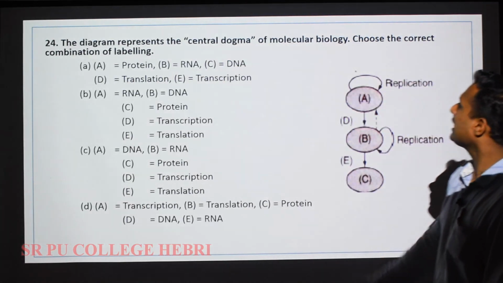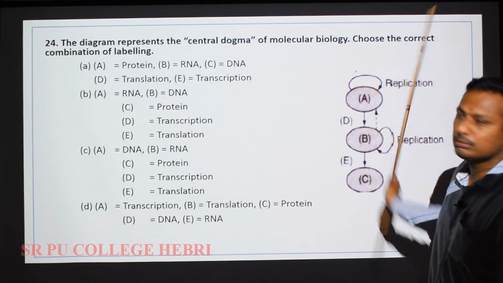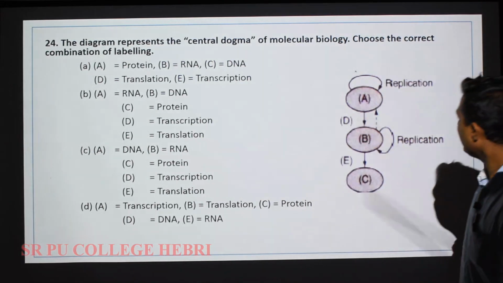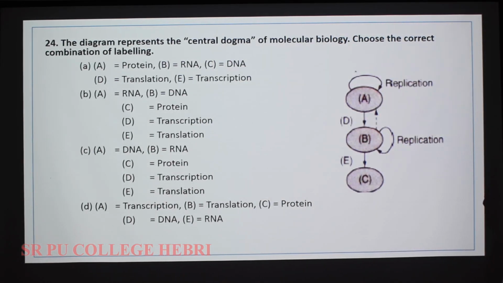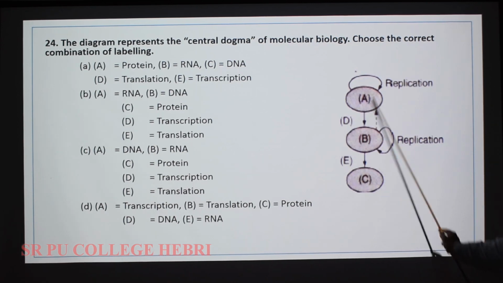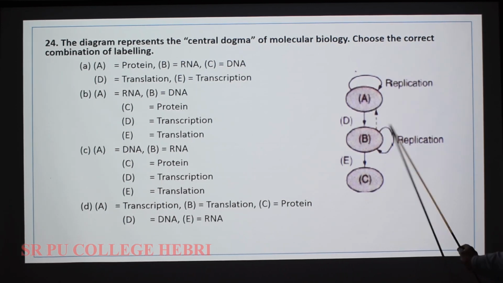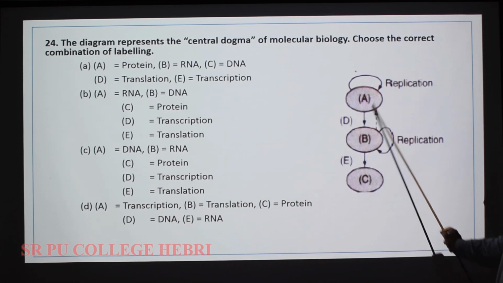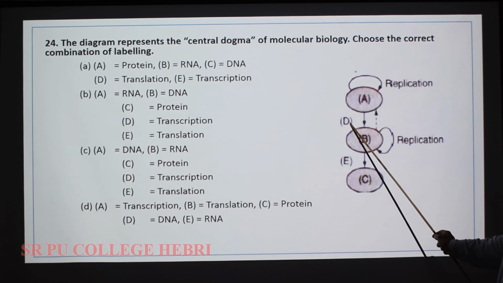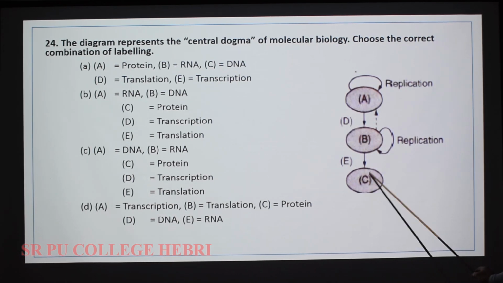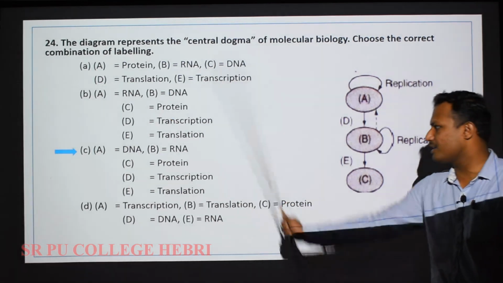24th one, the diagram given here represents the central dogma of molecular biology, and you have to identify A, B, C, D and E. Look here, you can definitely answer this question if you know the simple concept of central dogma of molecular biology. Here, replication happens, so it must be DNA, right? And for DNA, once again they are giving you replication here. So B should be RNA. When DNA gets converted into RNA, the transcription process takes place. D should be transcription, and here from B, that is RNA, protein should form. C should be protein, and the process is translation. The answer is what? C.